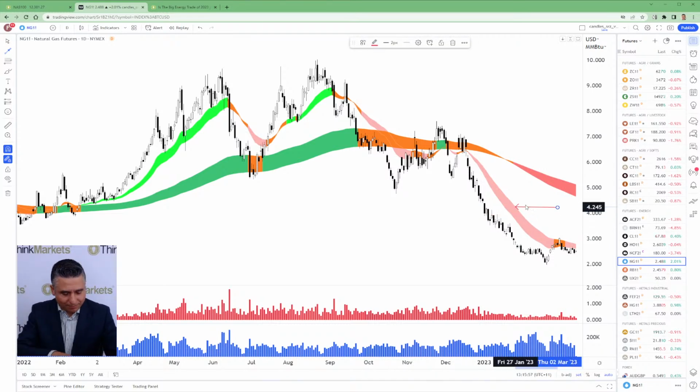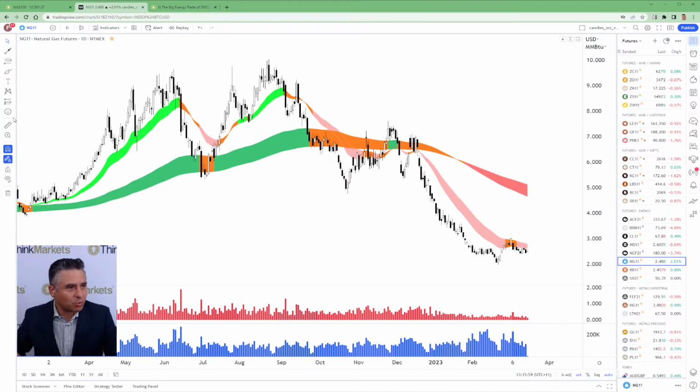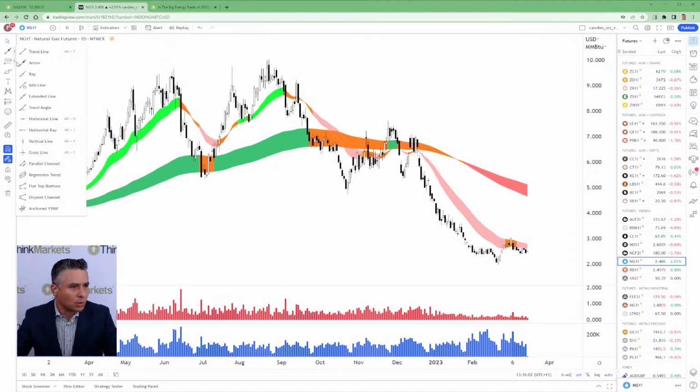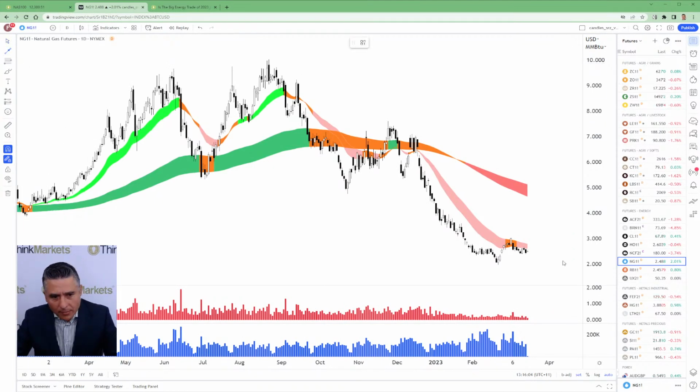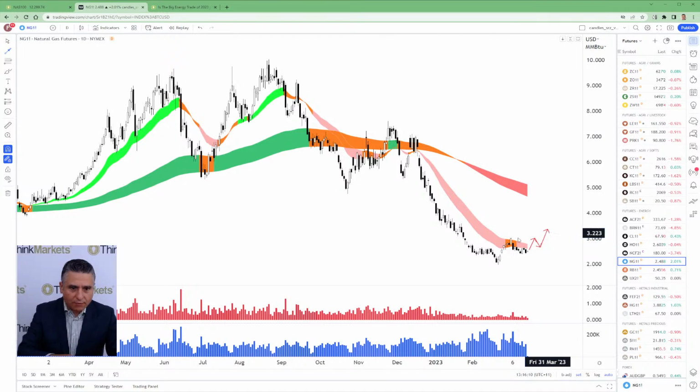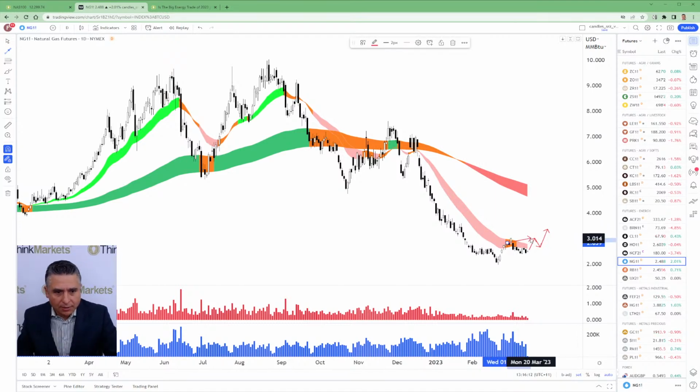So what we would like to see, we'll keep the arrows going, something like this. So potentially where we even go up and test this little high here, and a pullback, and then the right candles in that zone would be what we're looking for. And the candles we're looking at there are the white candles with the long lower shadows.